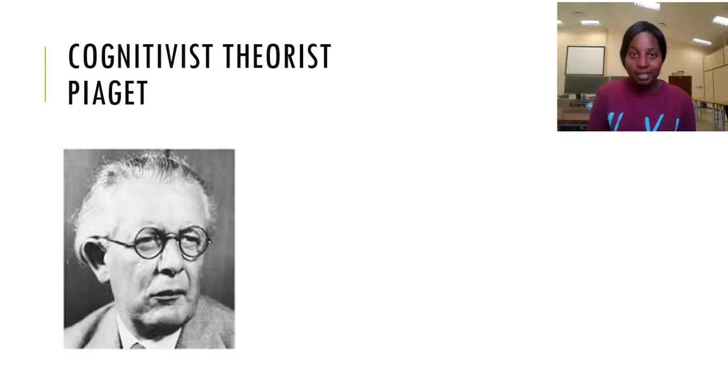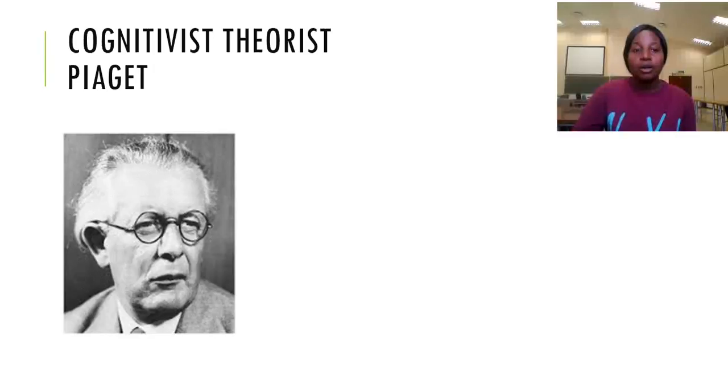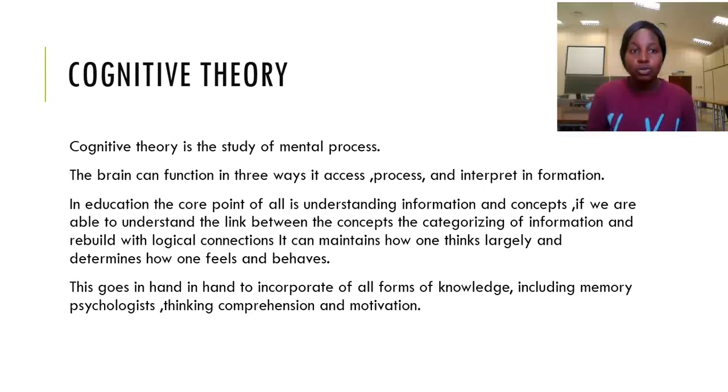The second theory is cognitive. The theorist behind this theory is Piaget. Now, let me just first introduce what cognitive theory is. It is the study of mental processes. The brain can function in three ways: it accesses, processes, and interprets information. In education, the core point of all this is understanding information and concepts. If we are able to understand the link between the concept and the categorizing of information and rebuild with logical connection, it can maintain how one thinks largely and determines how one feels and behaves. This goes hand in hand to incorporate all forms of knowledge, including memory, psychology, thinking, comprehension, and motivation.